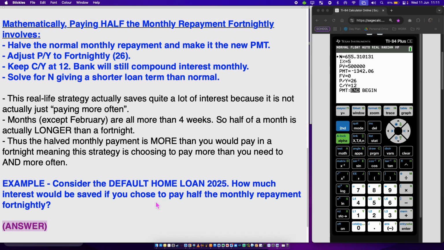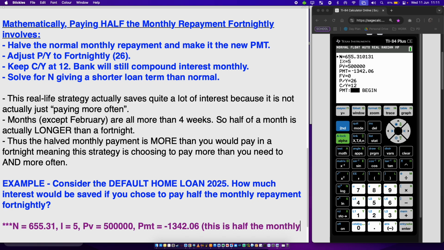So basically we're going, well, how much does it save if I pay half the monthly repayment fortnightly compared to the default? N is going to be what we solved for. N equals 655.31. I is exactly the same. PV 500 grand. PMT negative 1342.06. This is half the monthly. FV, owe nothing at the end of the loan. PY is 26. CY equals 12.